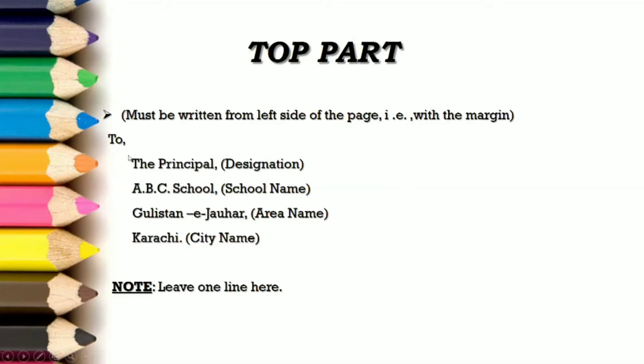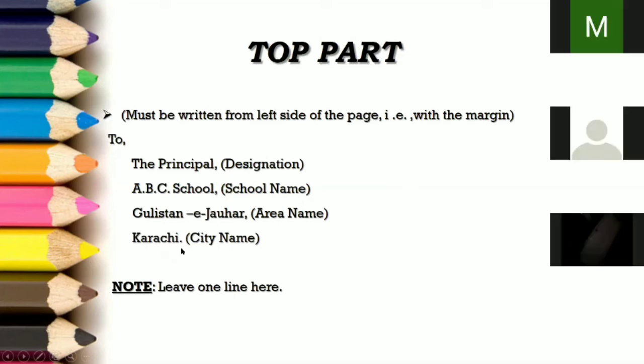The first thing that you write is To, comma, the Principal. Now here we are writing an application to the principal. Principal is a designation, okay? ABC School means your school name, then the area name, that is Gulistan-e-Johar, and then comes the city, that is Karachi, okay?